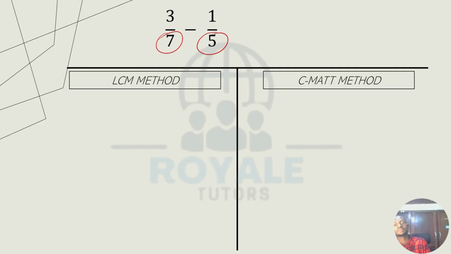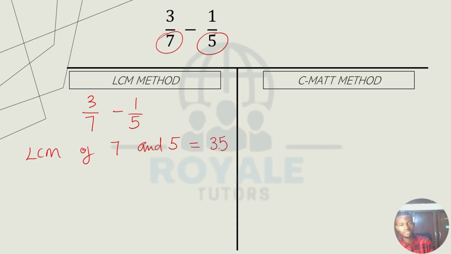Now let's look at it. 3 over 7, 1 over 5. What is the LCM of 7 and 5? You can watch our video that we have done earlier to know how to calculate your LCM. But the LCM of 7 and 5 is 35. In this case, 35 becomes our denominator. So we say 35.